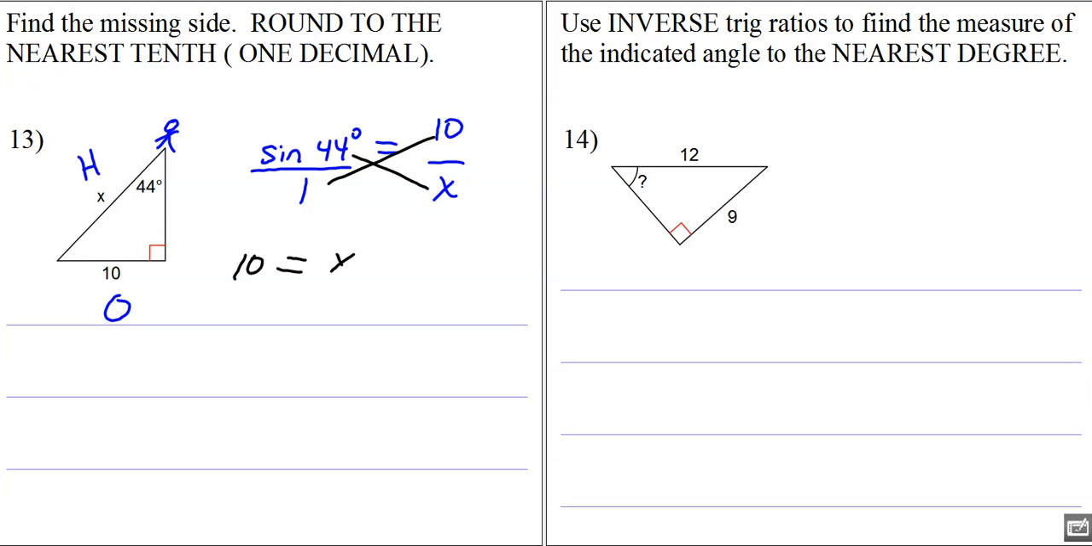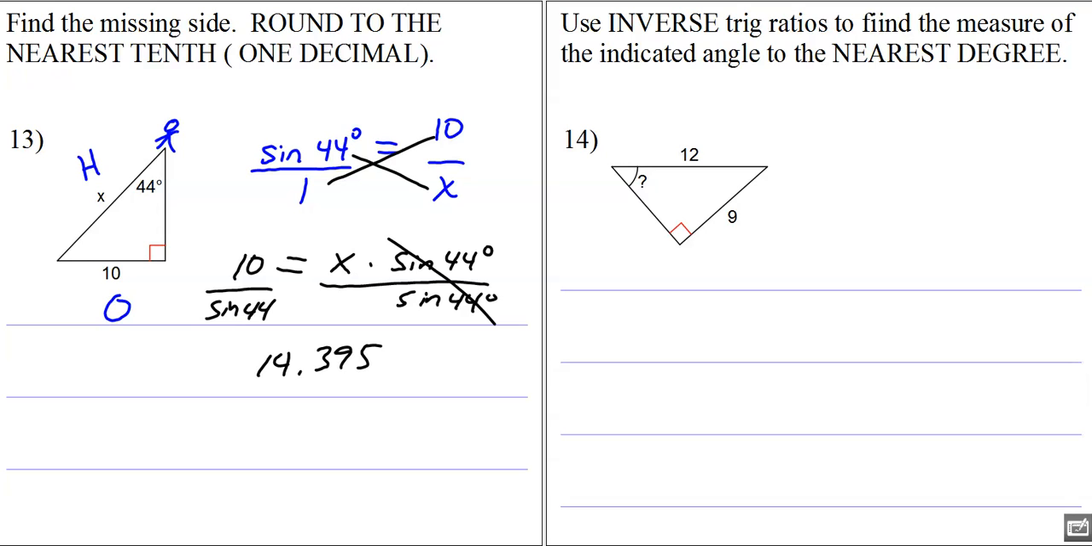Cross multiply. Oh crap, x isn't by itself. That means we got to get it by itself, so we got to do some division. We got to divide those two apart. Boom. 10 divided by sine of 44 is 14.395. That's enough. We're going to call it 14.4. So that was all 8.4.